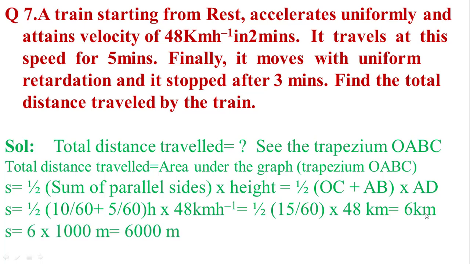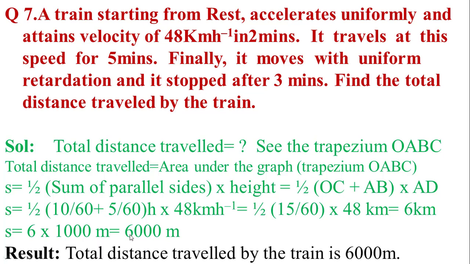Now distance: 1 kilometer is equal to 1000 meters. Then distance S is equal to 6 multiplied by 1000, that is equal to 6000 meters. Now the result: the total distance traveled by the train is 6000 meters.